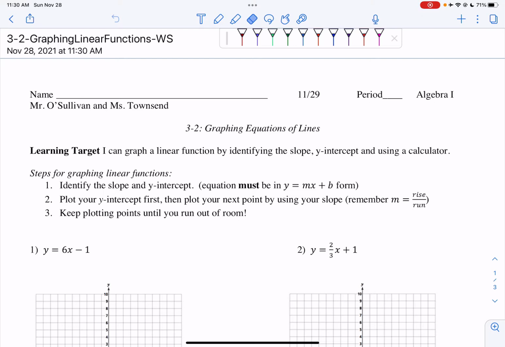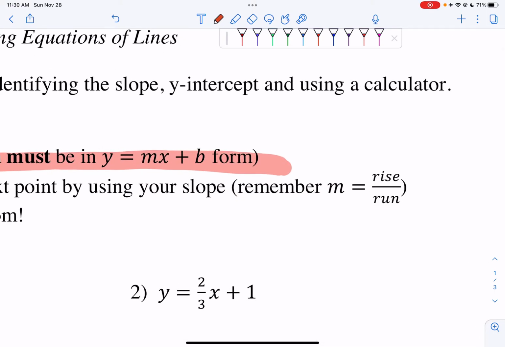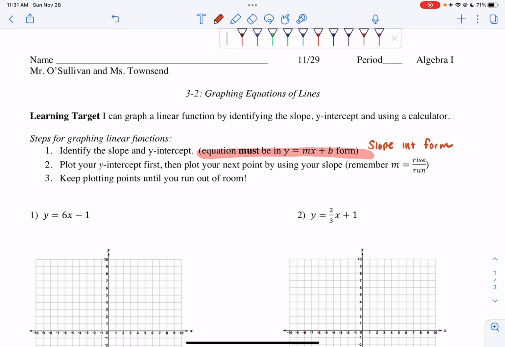The first thing you have to do is identify your slope and your y-intercept, but it's very important to know that your equation must be in y equals mx plus b form. When we say y equals mx plus b form, we're really talking about slope-intercept form. So we want our equation to be in slope-intercept form. If your equation's not in slope-intercept form, you have to do a little algebra.